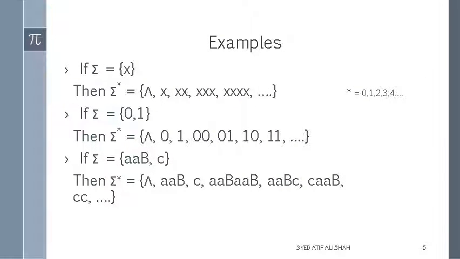Let's explain some examples. Let's say sigma is equal to x. Then sigma star is equal to lambda, 1 times x, 2 times x, 3 times x, 4 times x and so on. So the values of star are 0, 1, 2, 3 and so on, which are imposed on x. Similarly, if we take the example when sigma is equal to {0, 1}, then sigma star is equal to lambda, 0, 1, 00, 01, 10, 11 and so on.